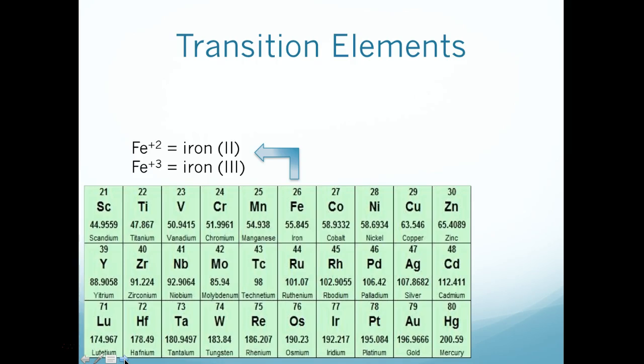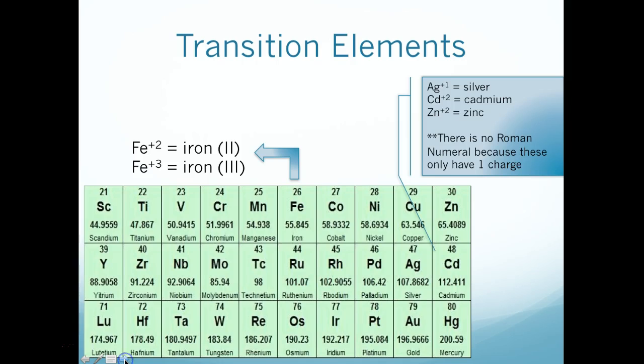You can assume that all of the elements in the transition metals have more than one type of charge. The ones that do not are silver and cadmium and zinc. Silver always has a +1 charge. Cadmium and zinc both always have a +2 charge. And because these elements have only one charge, we do not write the Roman numerals.